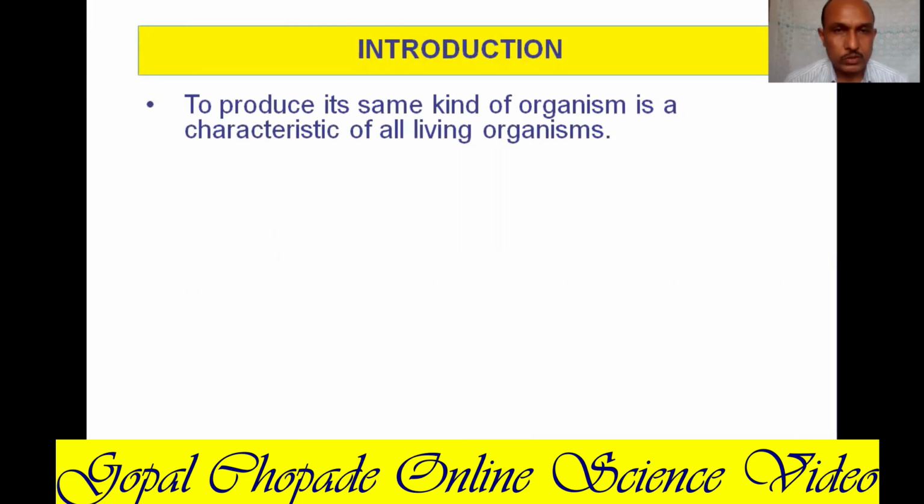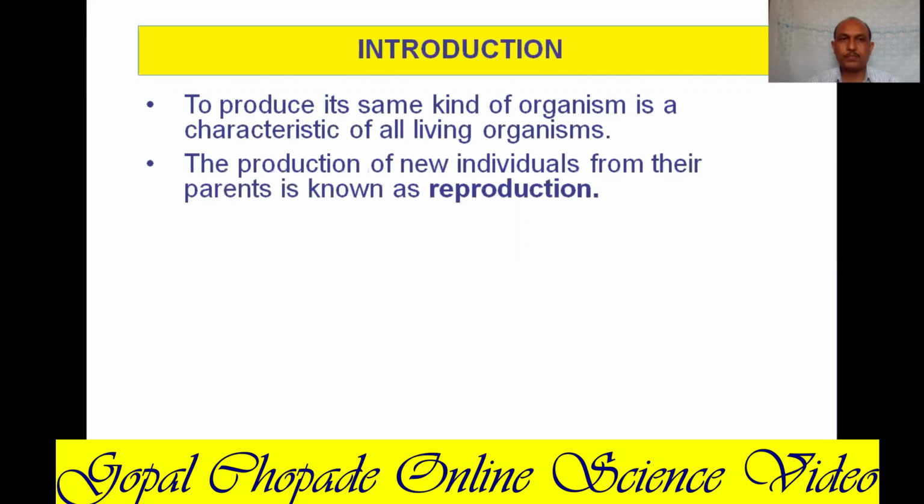So, introduction. We already know that every organism produces the same kind of organism. This is a characteristic of all living organisms that you have studied in 6th class. The production of new individuals from their parents is known as reproduction.